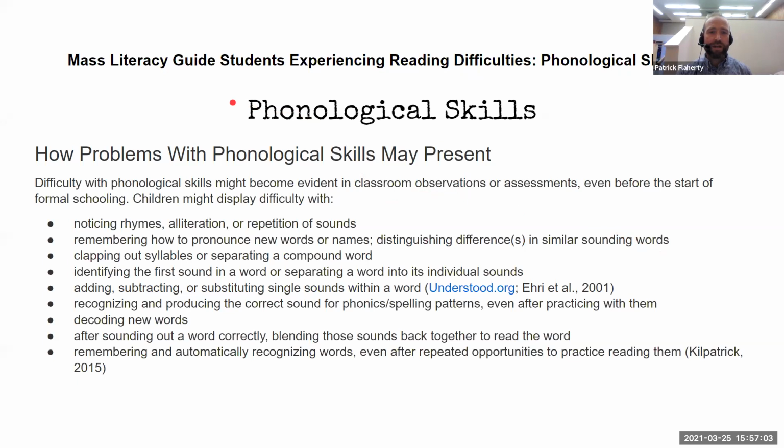Okay, so jumping right into the first area, we're going to talk about foundational phonological skills. This is a screenshot from the Mass Literacy Guide, the phonological skills section. So this is where, if you have a student who you may suspect is atypically developing as a reader, is having some issues, you might notice any number of these characteristics. Difficulty noticing rhymes, remembering how to pronounce a word when they've been exposed to it several times. And again, as I said, I don't want to read this whole thing. Figuring out syllables, but you can take a look.